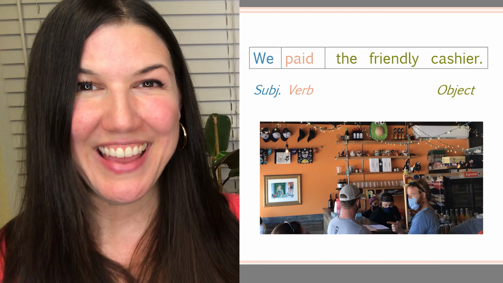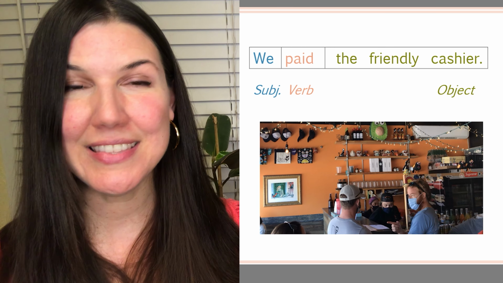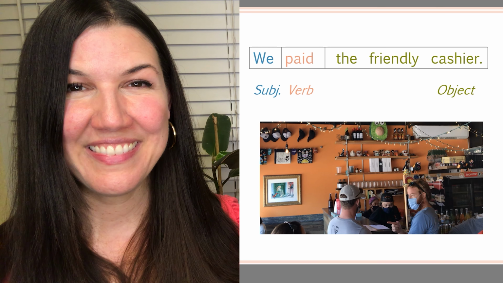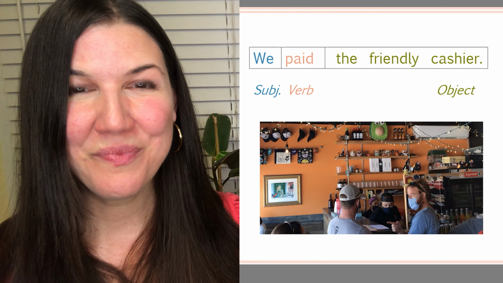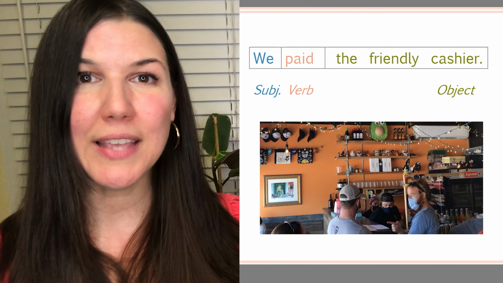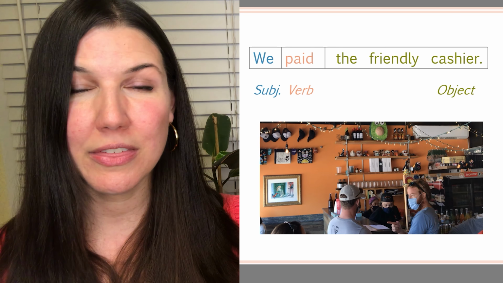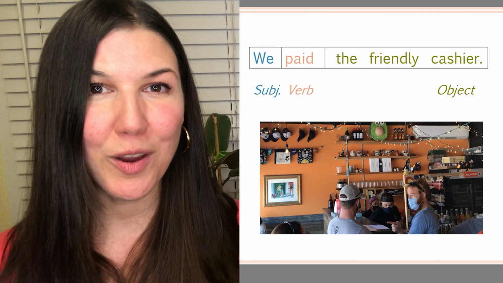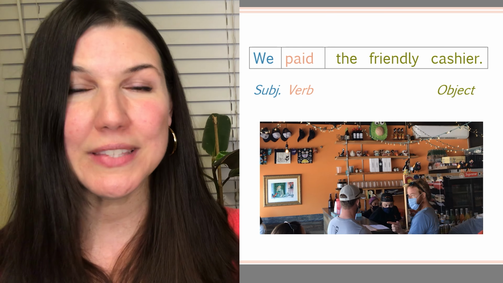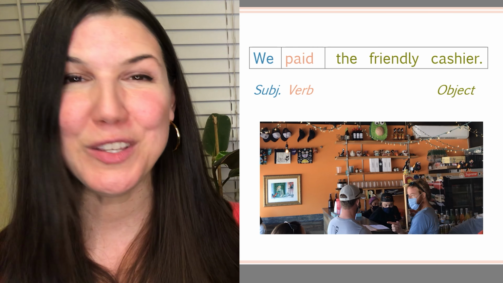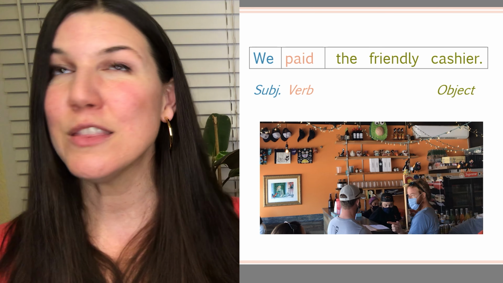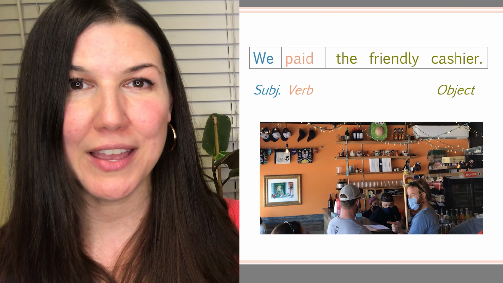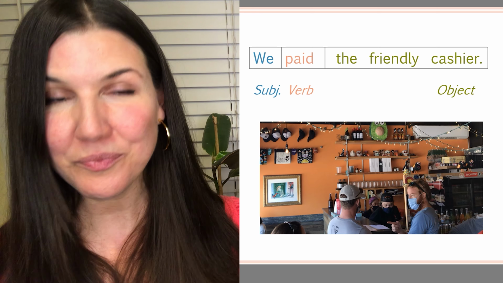Adjectives describe nouns. And what kind of word is the? It's an article. So remember, we put those articles and adjectives with nouns and groupings in our sentence. So we put it there with the object. If you said cashier is the object, you're correct. If you said the friendly cashier is the object, you are correct.